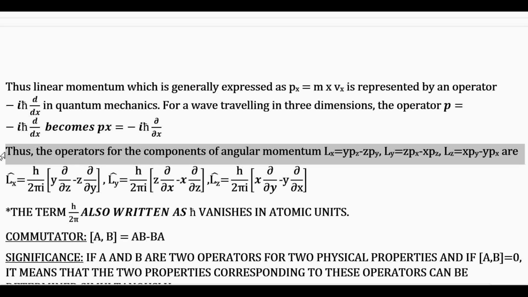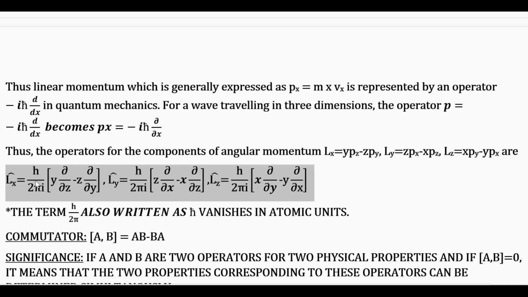Now we come to the angular momentum. The angular momentum Lx is equal to ypz minus zpy. We already know this. What we are going to do is, in place of pz, we are going to put the z component of the linear momentum operator. So you will see that the operators corresponding to the x, y and z components of angular momentum will now look like this: h upon 2 pi i y delta by delta z minus z delta by delta y. And in the same way you can have the operators for the y component and z component of the angular momentum.